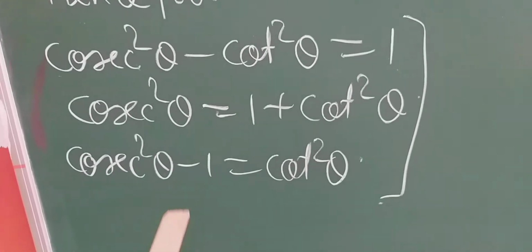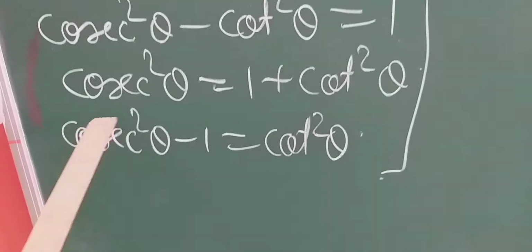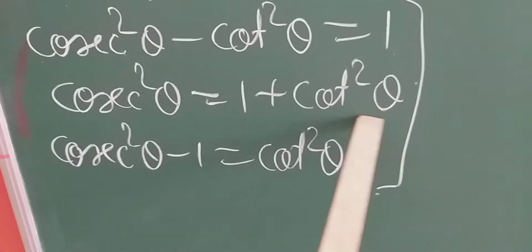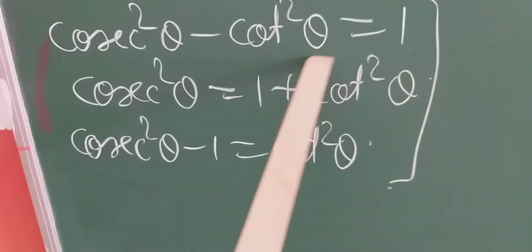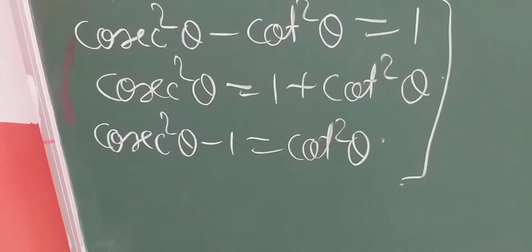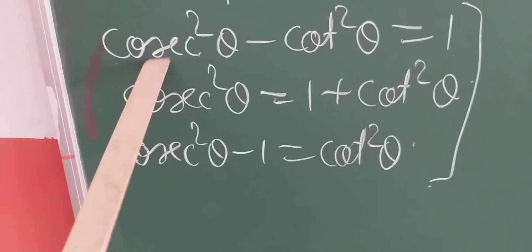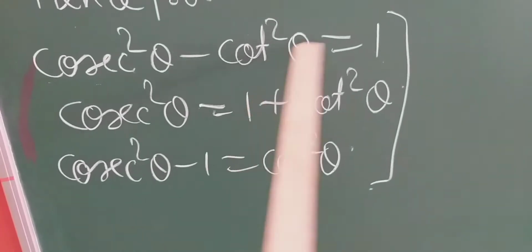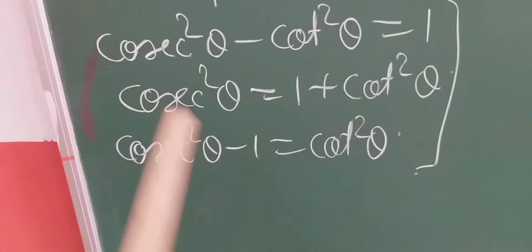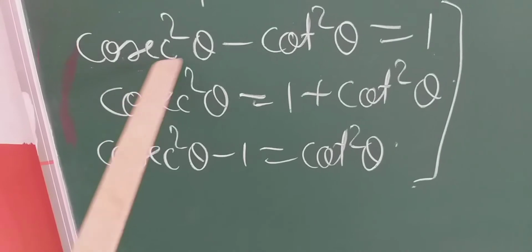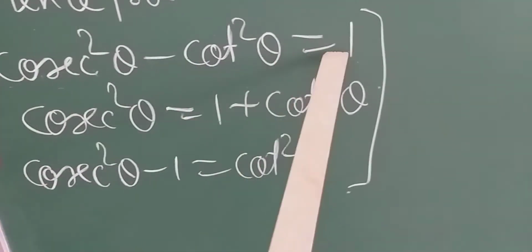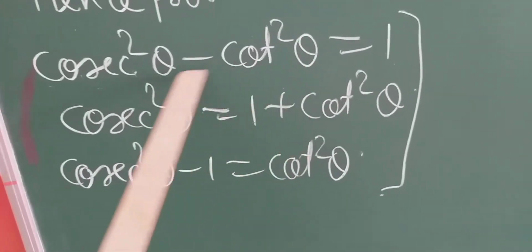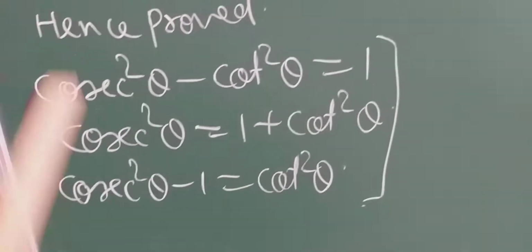Okay, students. So if 1 plus cot square theta is given, we can write cosec square theta in place of 1 plus cot square theta. Or if cosec square theta minus cot square theta is given, we can write 1 in this place. If cosec square 30 minus cot square 30 is given, we can write 1 here, because both angles should be equal, then we can write 1. So we can use these identities, students. Let us solve one question.